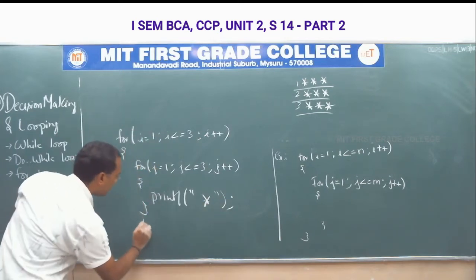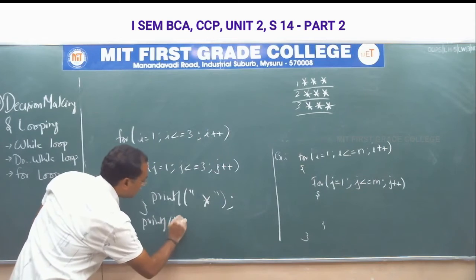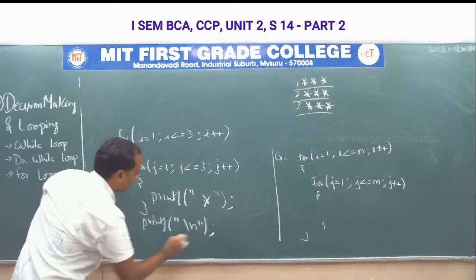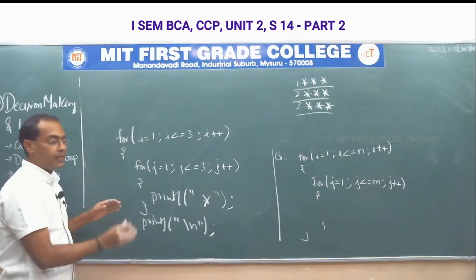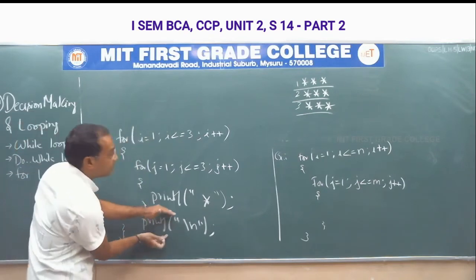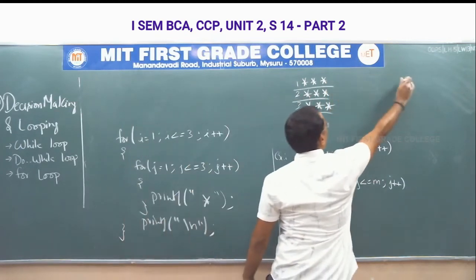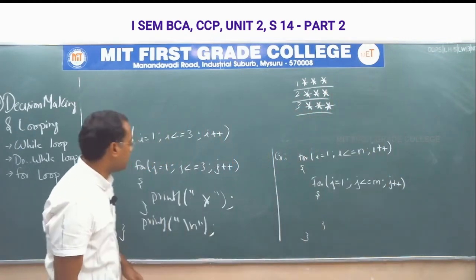And I have to write one printf here. After each line, go to the next line. After printing each star of the first line, go to the next line. If you don't write this, all the 9 stars will be on the same line itself.